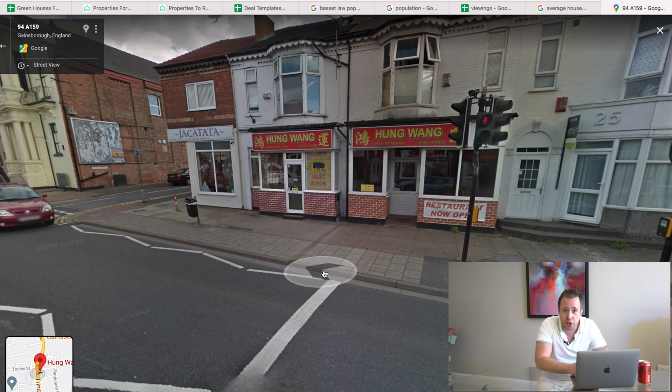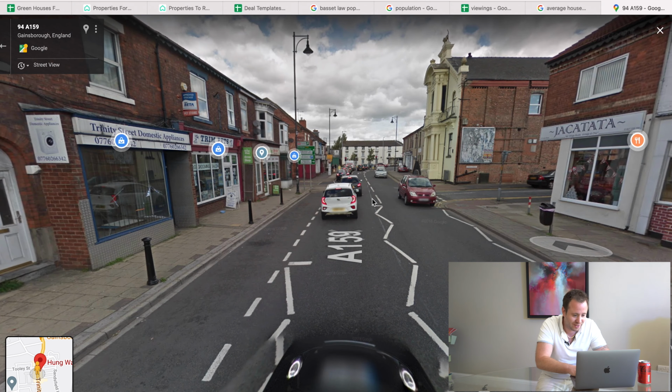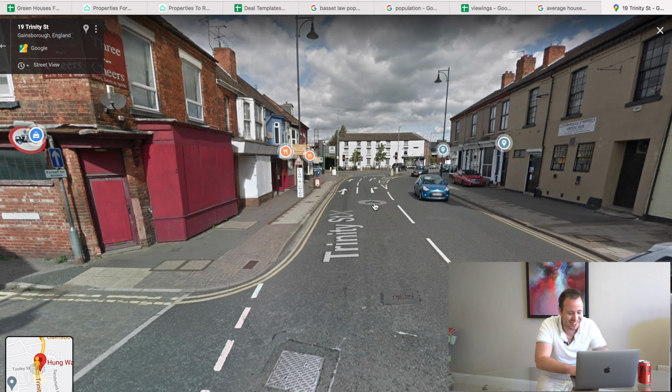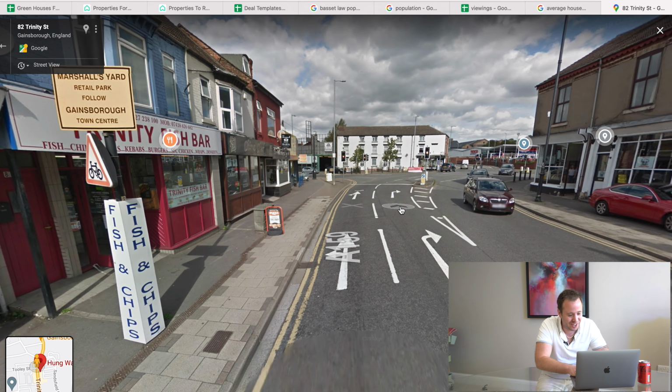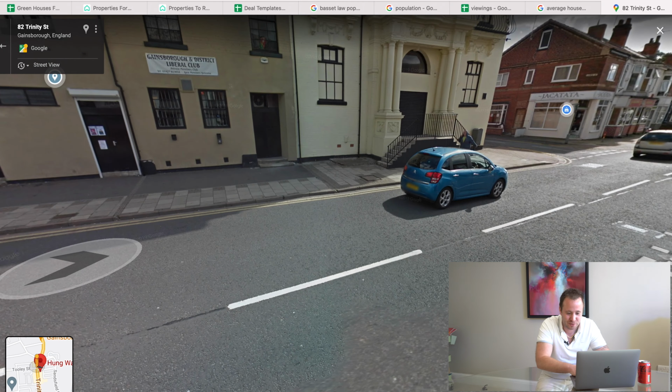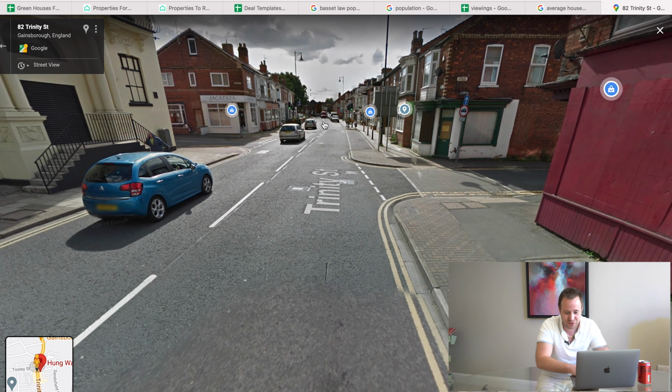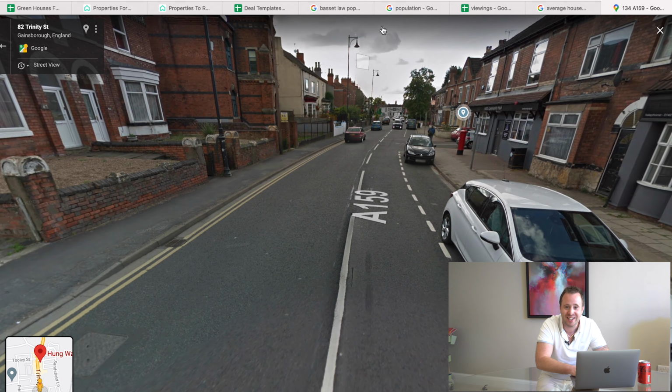I mean, Gainsborough's got some fantastic takeaways. Gainsborough is the home of 2 of my favourite takeaways ever. Hung Wang, which is a Chinese, and Pitta Pan, which is an Indian. And I can't believe they've actually got a takeaway, and you can check it out on Google. Gainsborough has Pitta Pan and Hung Wang as its two main takeaways.